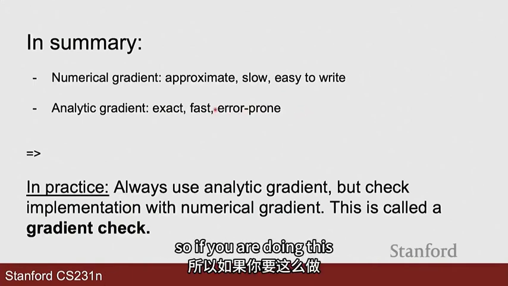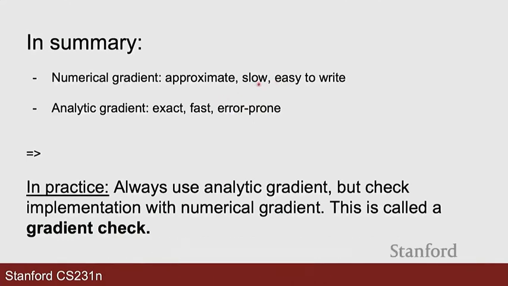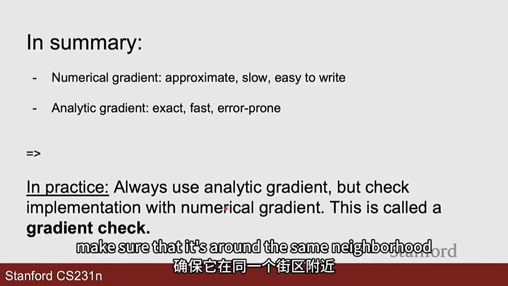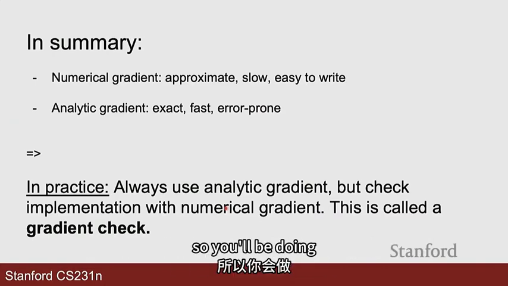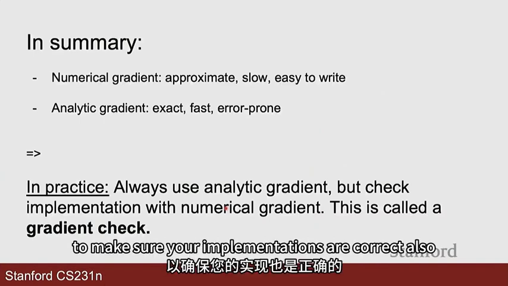So if you are doing this, people normally will have a gradient check, where they try the h version, with a really small h value, and make sure that it's around the same neighborhood. That's a good way to make sure you don't have any bugs in your code. There'll be gradient checks in your homework assignments to make sure your implementations are correct also.